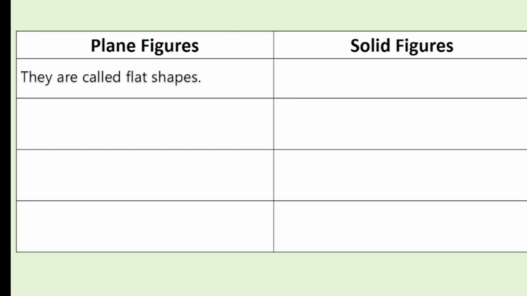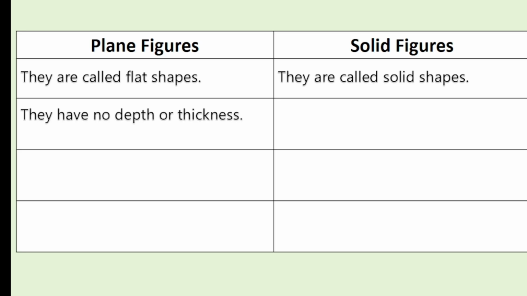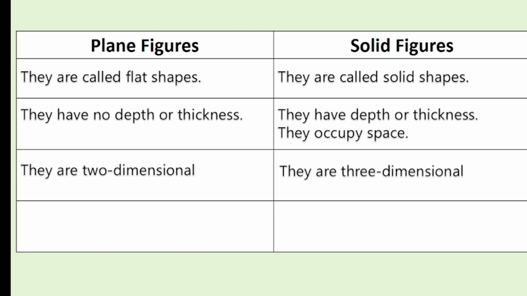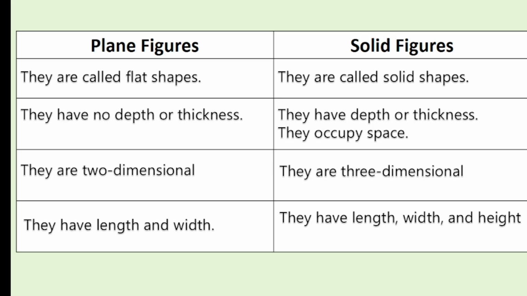Plane figures, they are called flat shapes. Solid figures, they are called solid shapes. Plane figures, they have no depth or thickness, while solid figures, they have depth or thickness. They occupy space. Plane figures, they are two-dimensional, while solid figures, they are three-dimensional. Plane figures, they have length and width, while solid figures, they have length, width, and height.